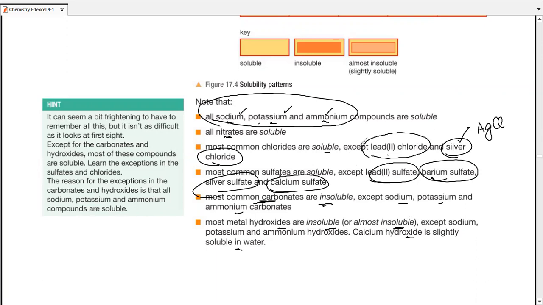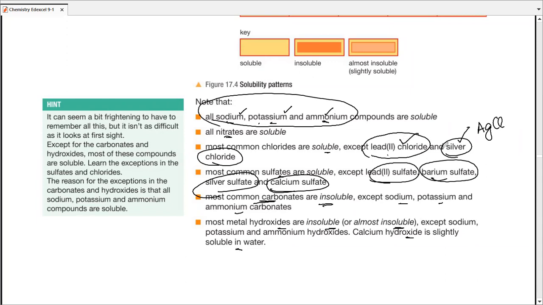So there are two exceptions for chloride, four for sulfate. All of the carbonates are actually insoluble. The exceptions are about the solubility. There are three. For hydroxide, again, all are insoluble. The exceptions are about three. You may add calcium to the list, that's fine.